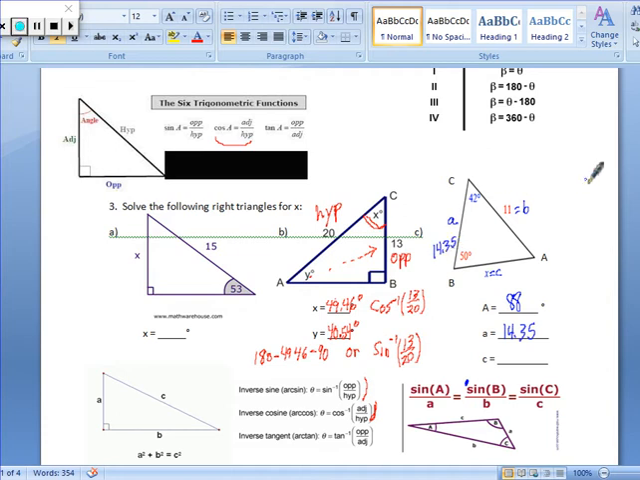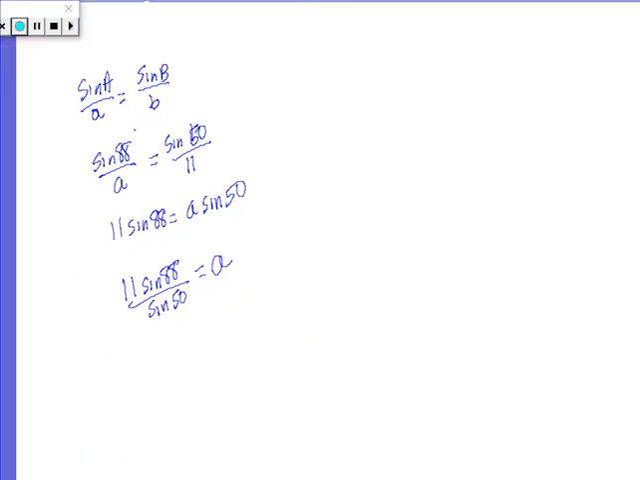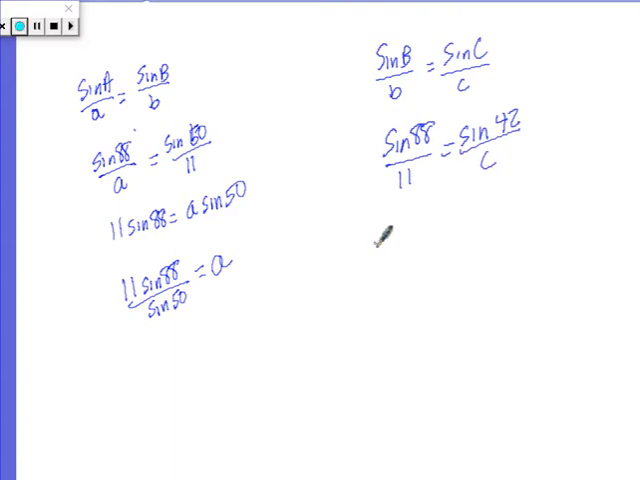Okay, and then the final, little c, we're going to use sine c. So let's go ahead and put that here. So I have sine b over little b equals sine big C over little c. Again, just plug your numbers in, cross multiply. So we have sine 88 over 11 equals sine 42 over little c.